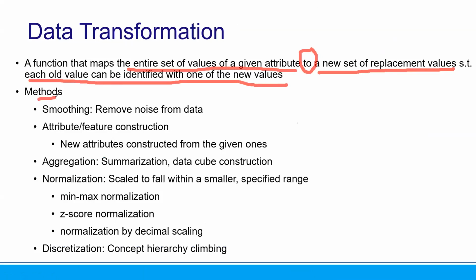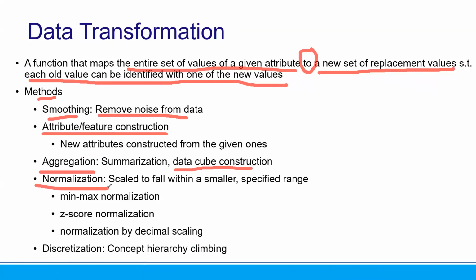So some methods, you can use smoothing. Smoothing means we want to remove noise from the data. We can use attribute or feature construction. So last time you learned how to construct a new feature, the new attributes constructed from the given ones. Aggregation. So I taught you how to use Orange to aggregate some columns with the sum function, or we can construct the data cube.